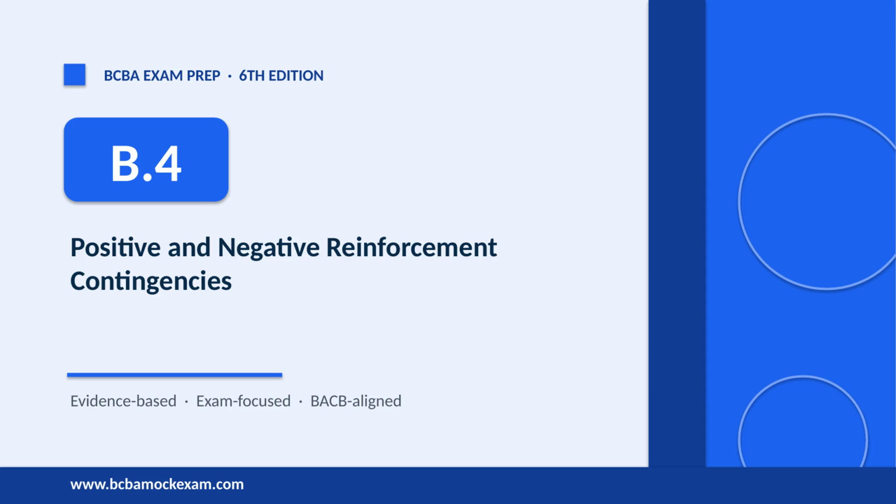Welcome to the core of behavior analysis, understanding how consequences shape behavior. This topic, positive and negative reinforcement contingencies, is a foundational pillar of the BCBA exam, directly tied to Task B.4. We will explore the precise definitions of positive and negative reinforcement, breaking down how each adds or removes a stimulus to increase a behavior. You'll master the three-term contingency of antecedent, behavior, and consequence, and learn the four critical features that define any reinforcement contingency.